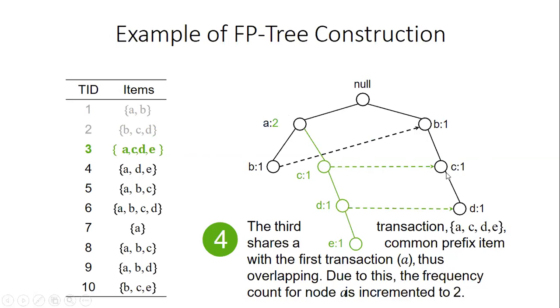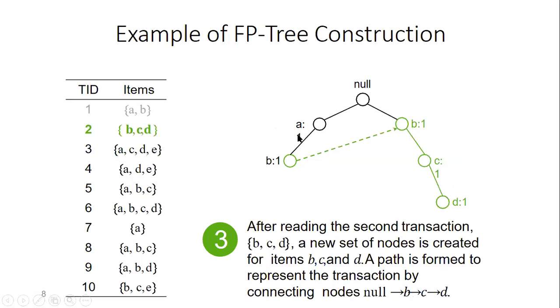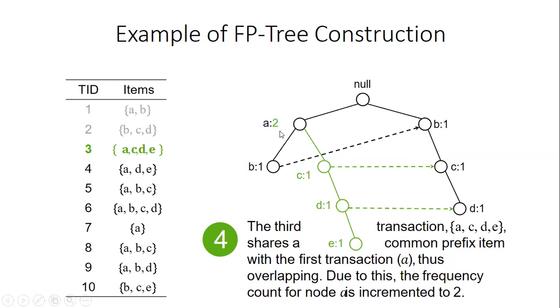So C1, D1. If you just see the overall subtree, or a partial tree, the count of A is 2. Previously the count of A was 1. Now the count of A is 2 because A 1 plus 1, 2. B is 1, but here we have connected it. C is 2, C1 plus 1, 2. D is also 2, 1 plus 1, 2. E is only 1. Hope you are understanding.